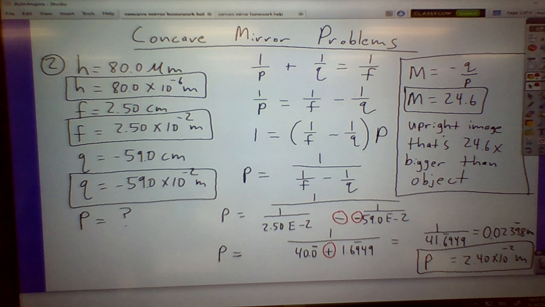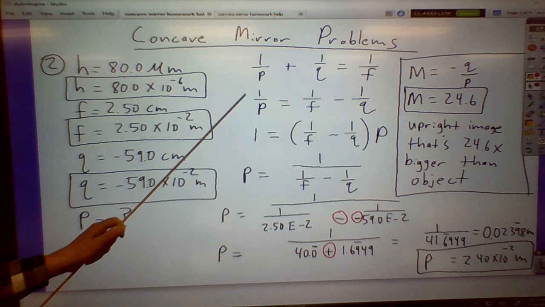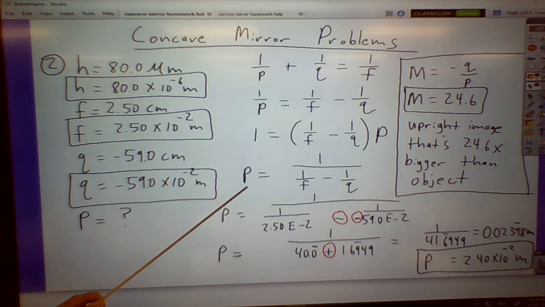That's fine. Taking a look at what we need to do here, we're trying to solve for P, the object distance. How far away from the mirror has this hair been placed? So we want to know the object distance, P. Starting with this, we just need to do some algebra and use the mirror equation to solve for P.